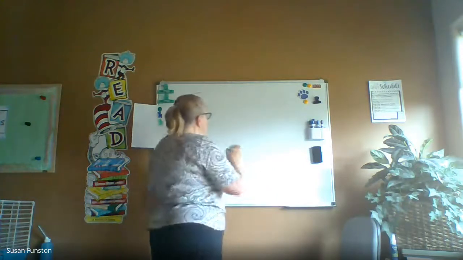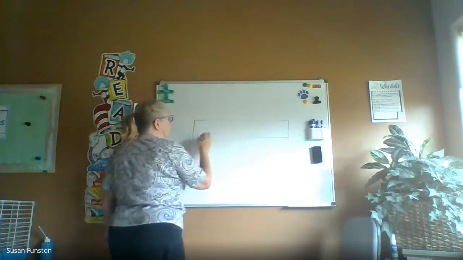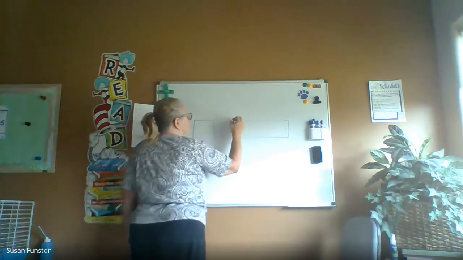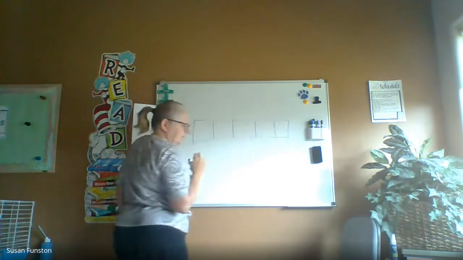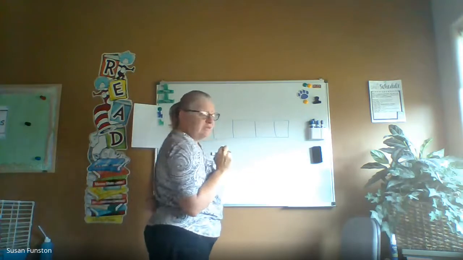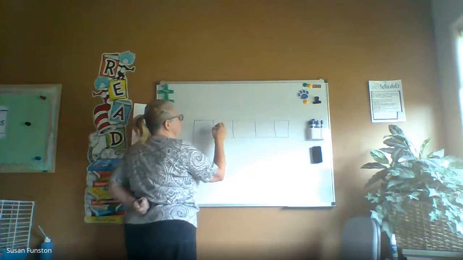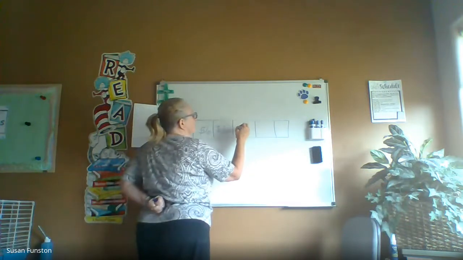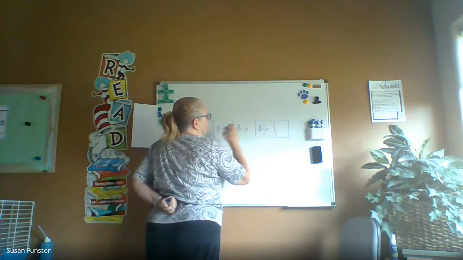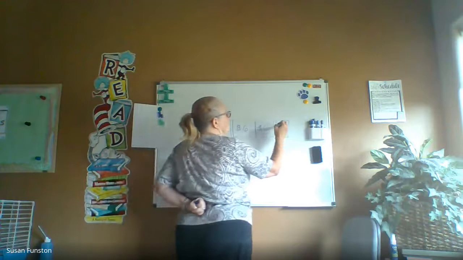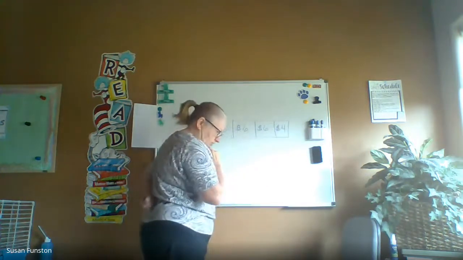Okay, so I'm going to draw a tape diagram. How many boxes do I need? That's right, I need 5 boxes because I need 1 for each week. And how much does he earn every week? $6. Except what happened in that 5th week? 1, 2, 3, 4, 5. Did he earn $6? No, he only earned $4. Only $4.